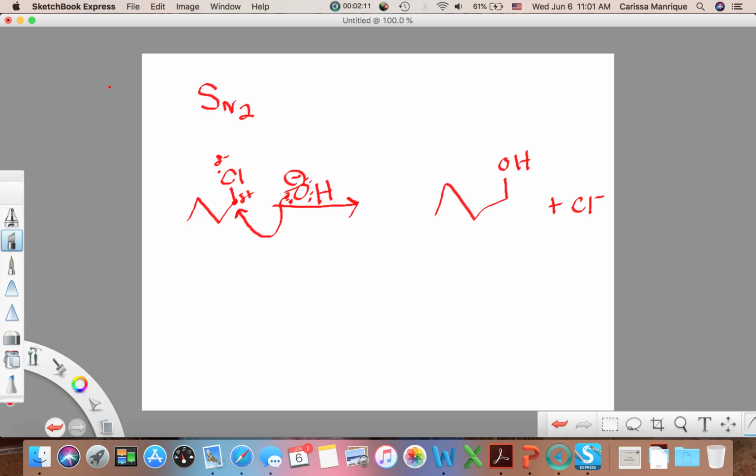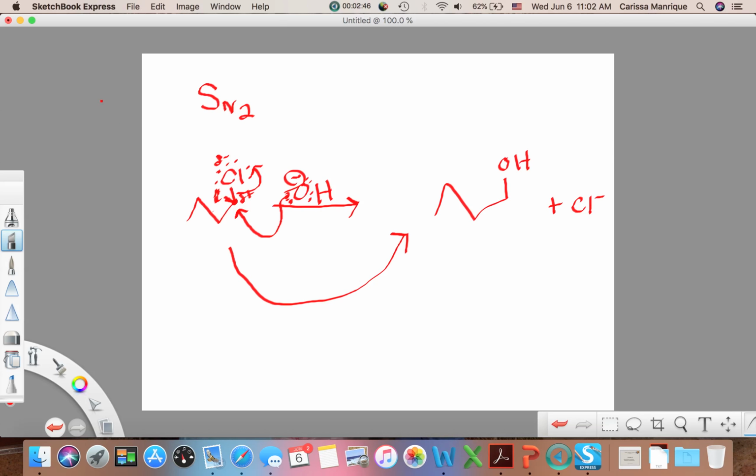Put my electrons here. Now if I do this, carbon will have too many bonds to it. There's hidden hydrogens here. If I draw them here, 1, 2 hidden hydrogens there. So I can't just make 4 or 5 bonds to carbon. It can only have 4. So chlorine is going to leave and take these electrons with it, and OH is going to attack, giving us this product here.